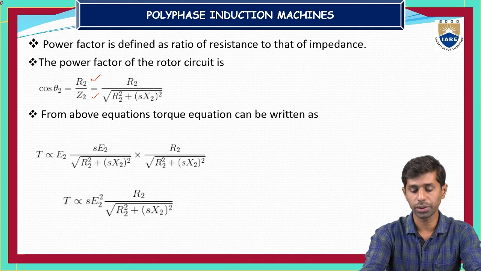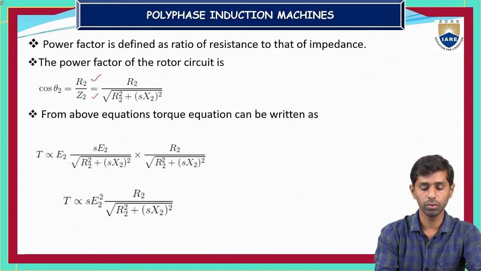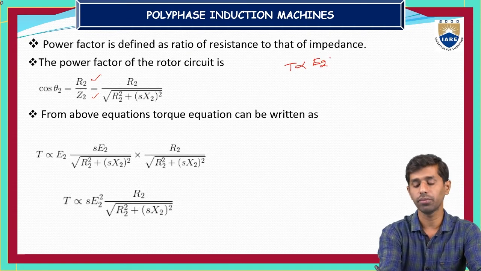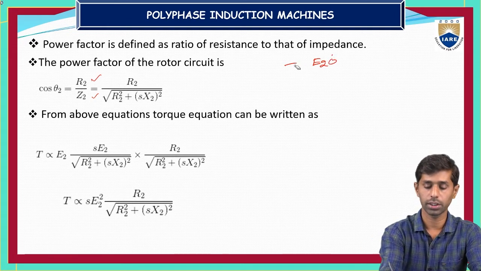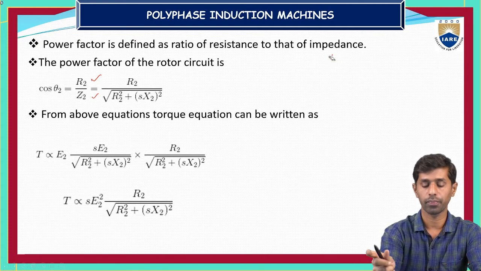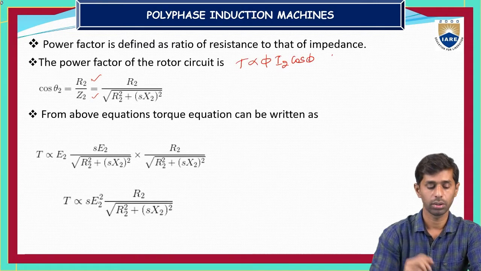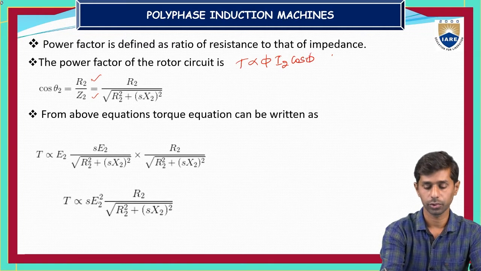From the above equations, the torque equation can be rewritten. As we discussed, torque is proportional to the flux, E2 the induced EMF, the rotor current I2, and the power factor cos theta 2.